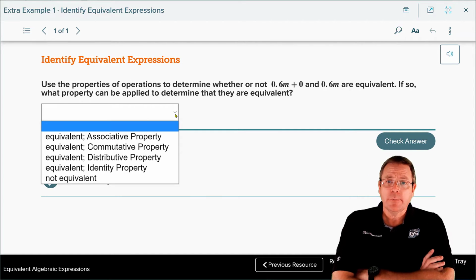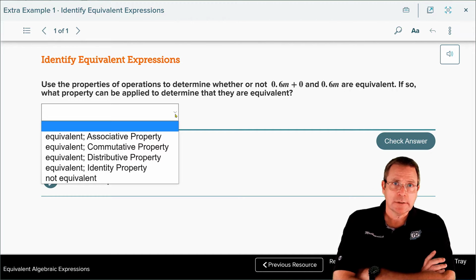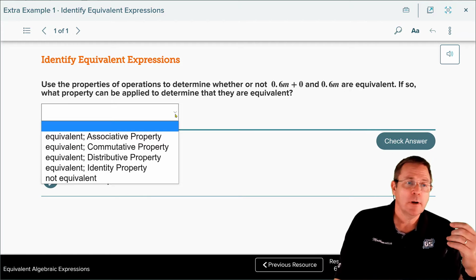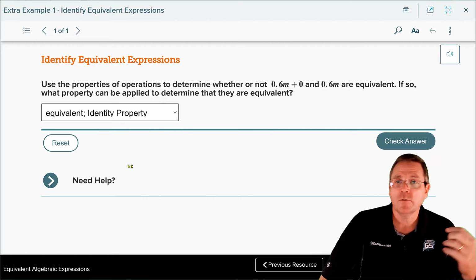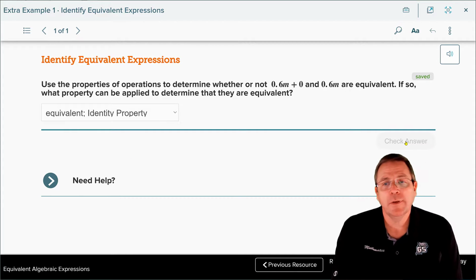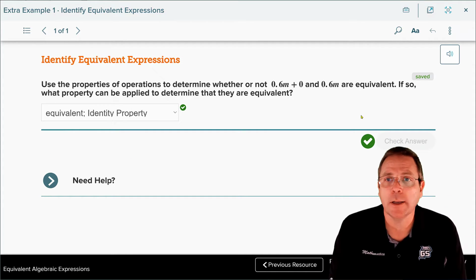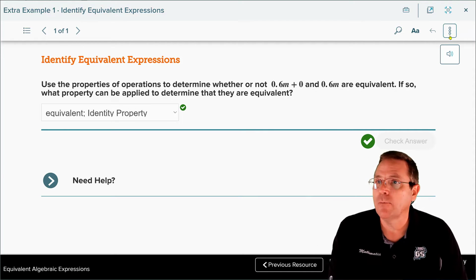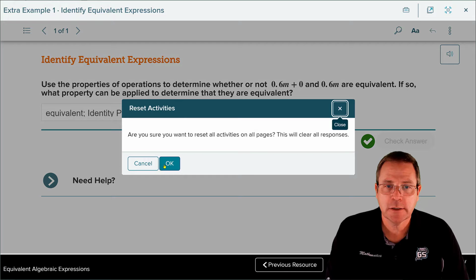But the identity property does say that a number plus 0 is the same, and a number times 1 is the same number. Here we have a number plus 0 equals the same exact thing it was. The answer is equivalent using the identity property. Easy math. Anybody can do this stuff. Let us keep right on rocking to the next part of this lesson.